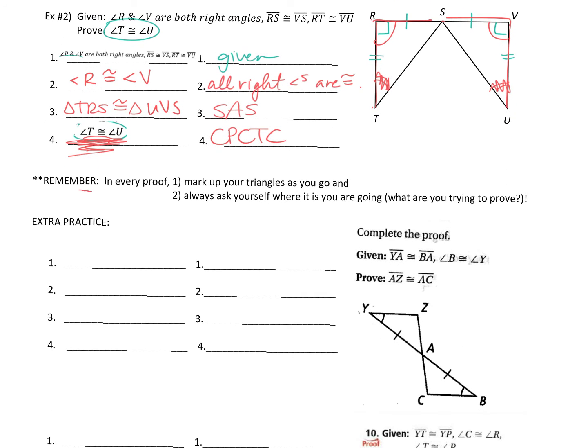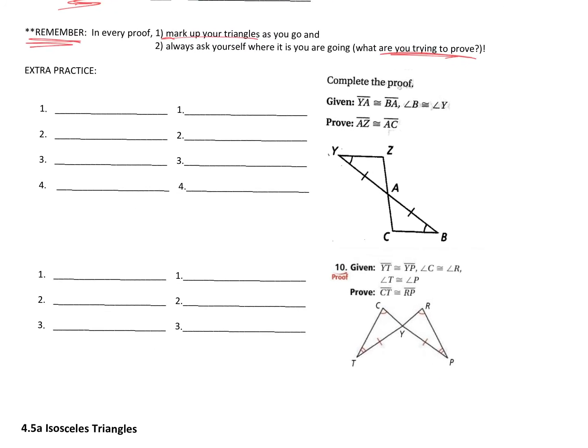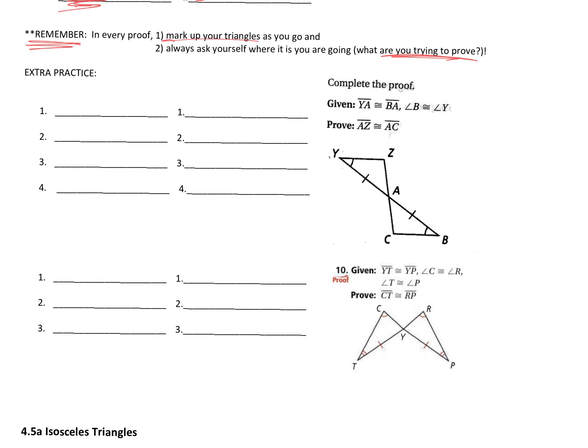This is just a quick little reminder: make sure you do these things, mark up your triangles, and then look at what it is you're trying to prove. That's going to help you get to where you need to be. Okay, I want you to try this first extra practice one on your own. Look at what they gave you. Look at what they're trying to get you to prove. It is a 4-step proof. What do you do? Work that out.